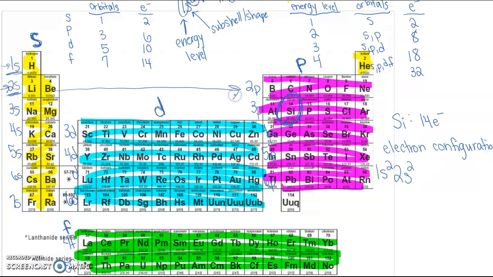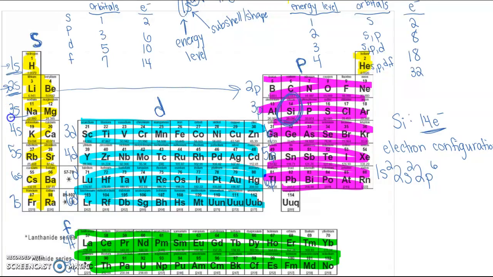The next part is 2p. Remember, p's can hold a maximum of 6. So right now, I see that I've put away 2, 2, and 6. So that's adding up to now 10 electrons. Remember, I have 14 electrons. So I keep going.